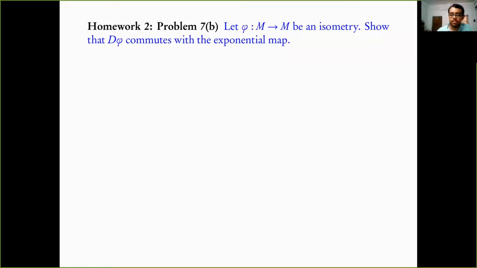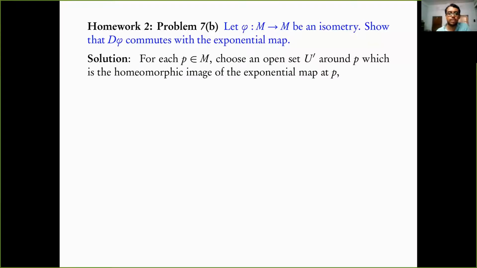Okay. So then the question says, show that d phi commutes with the exponential map. One of the points about the question was you have to make sense of what you mean by d phi commutes with the exponential map in the first place, because the exponential map goes from a chart inside the tangent space to the manifold. So at the level of the tangent spaces, you can apply d phi, but you cannot apply d phi at the level of manifolds. You can only apply phi at the level of manifolds. So we'll get to that, what this question actually entails, okay?